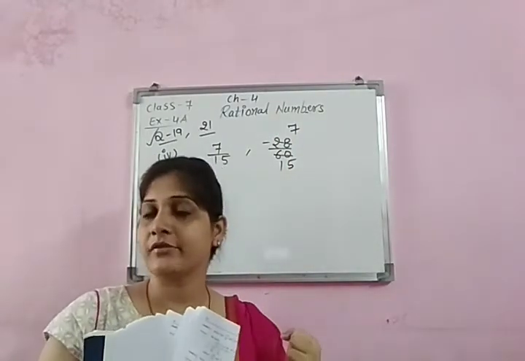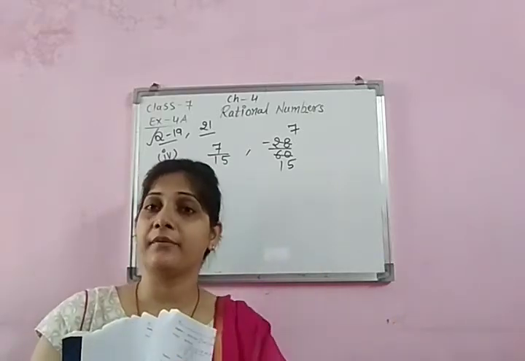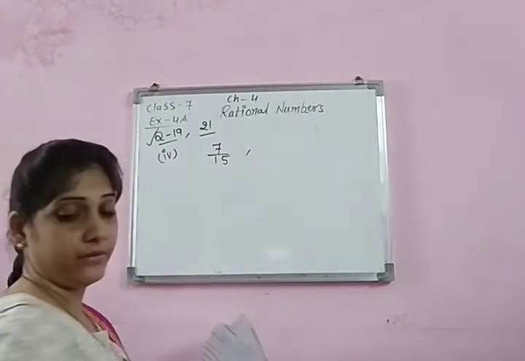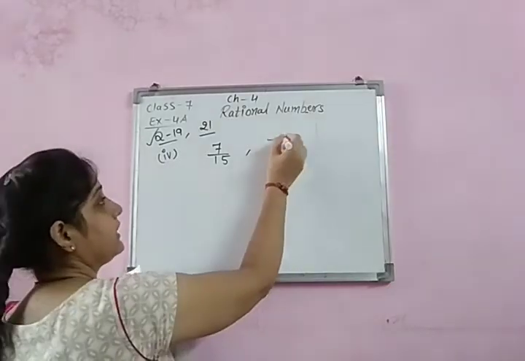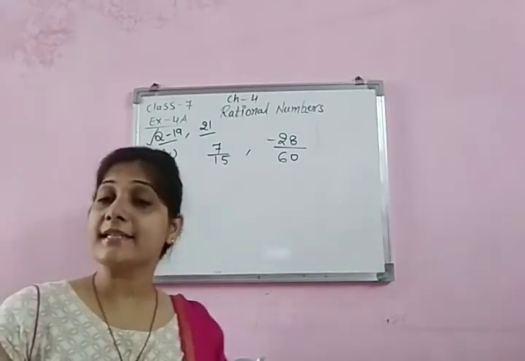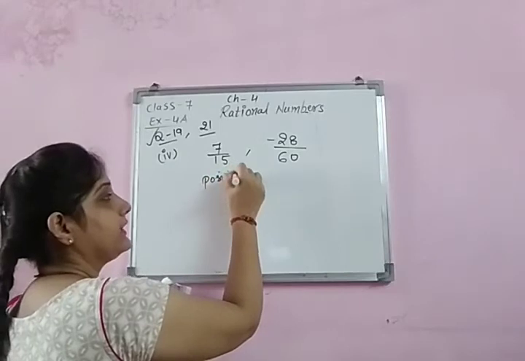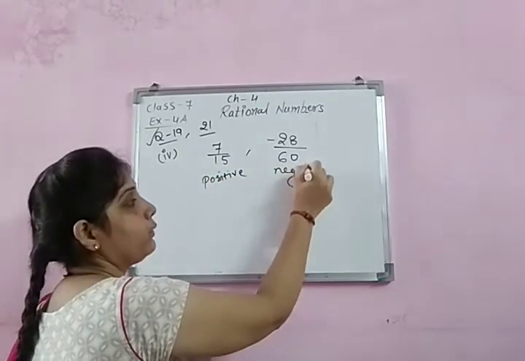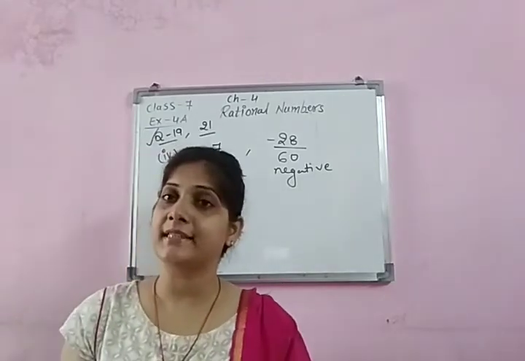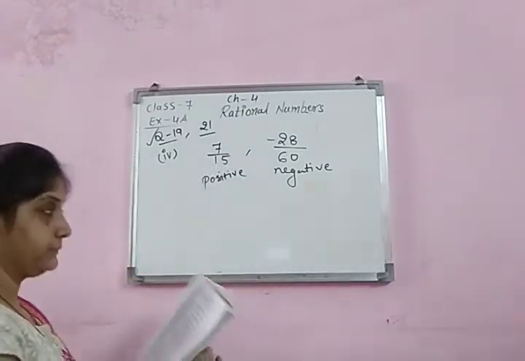And one more thing, children: if one number is positive and one number is negative, then definitely they are not equivalent. So I think this question is clear to everyone that these rational numbers are not equivalent. Why is it not equivalent? I hope it is clear. This is positive and this is negative, so how can they be equal? So whenever you want to compare, first check their sign. Am I clear? Okay.